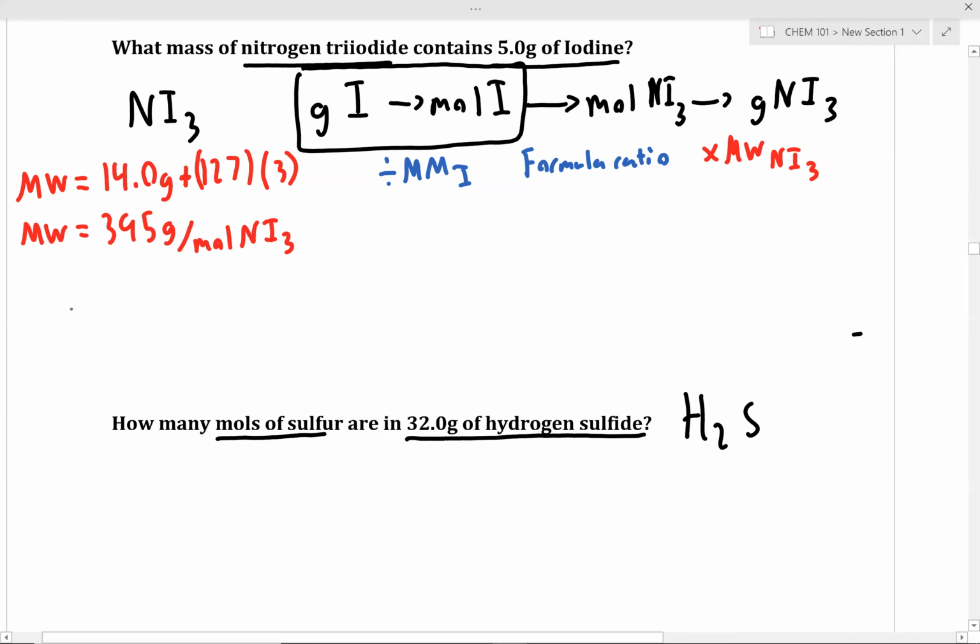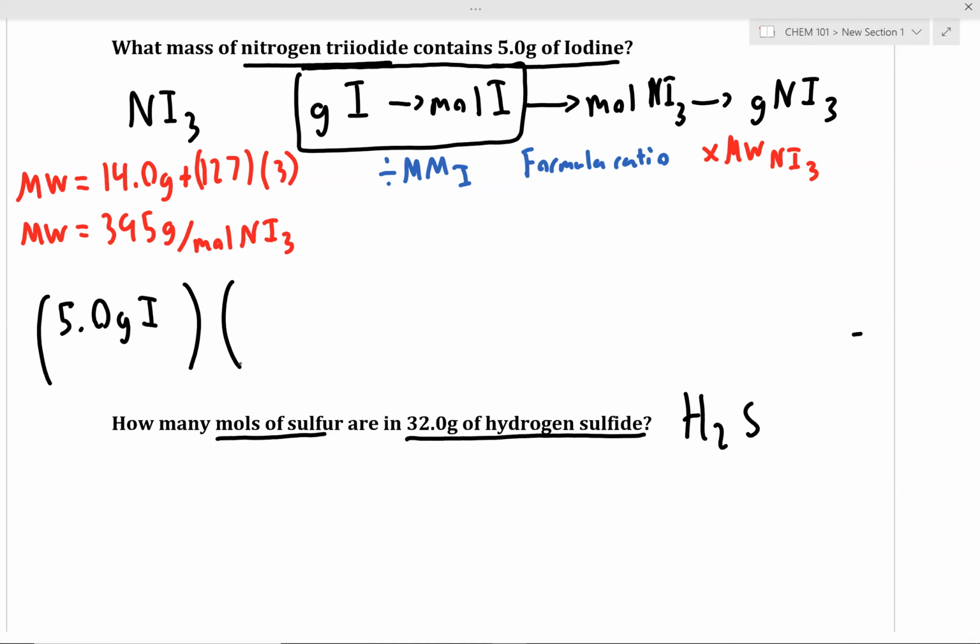So starting off with our 5.0 grams of iodine. Our first order of business, we're going from grams of iodine to what? Moles. And in 1 mole of iodine, monoatomic, we have how many grams? What is iodine's atomic mass? Yep, which is about 127.